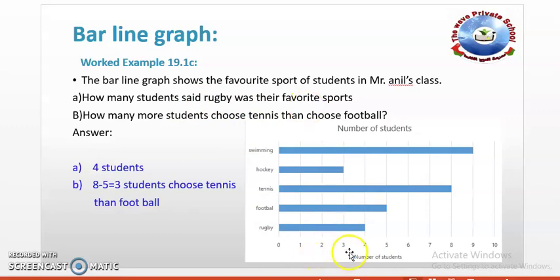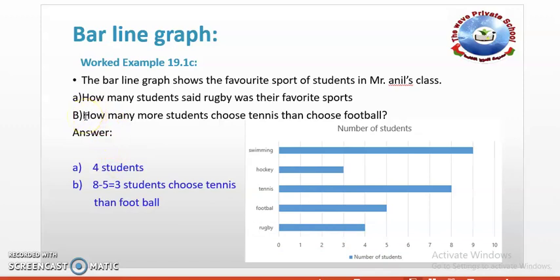Here the number of students is given. Here the sports are given: swimming, hockey, tennis, football and rugby. And our question is how many students said that rugby was their favorite sport. So just see the number of students here. 4 students said that rugby was their favorite sport. So we can say that 4 students is our answer.